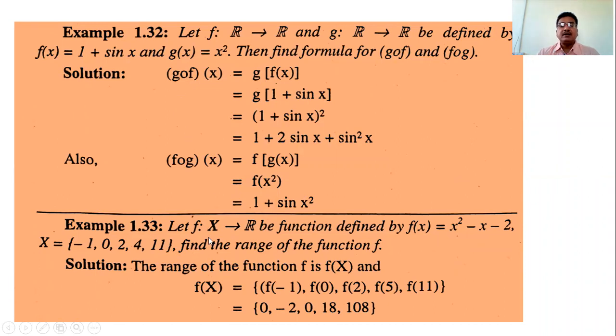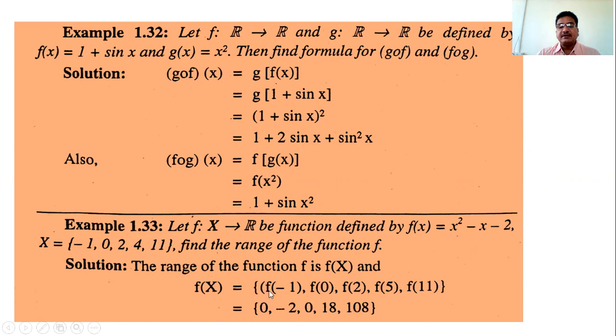The next example: f is a function from X to R defined by f(x) is equal to x square minus x minus 2, and X is this set, that is the domain. It contains these 5 elements. Find the range of the function. So the range of the function, notation is f(X) or capital R in round bracket f, is equal to the set of all images. So image of -1, image of 0, that is f of 0, f of 2, f of 5, f of 11, in curly bracket, because it is a set.